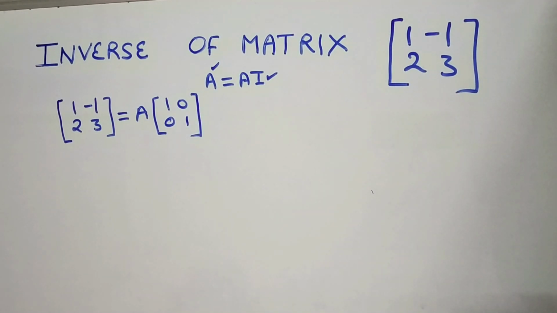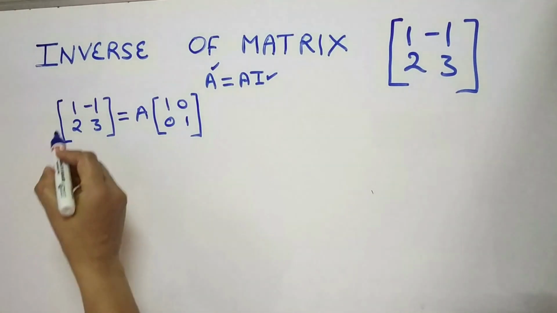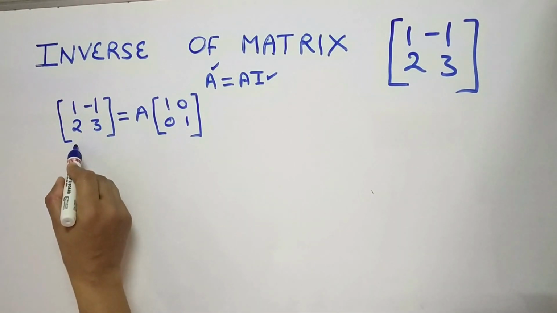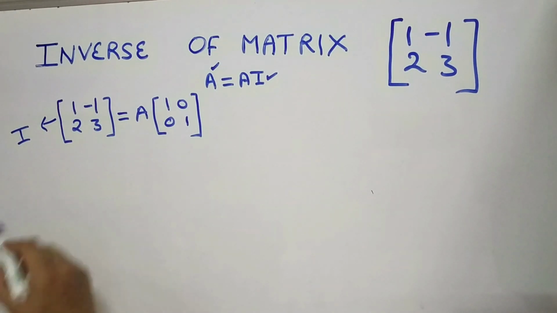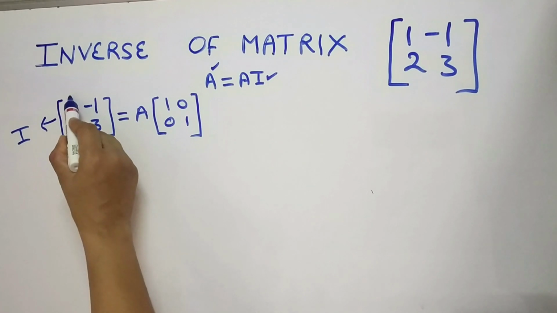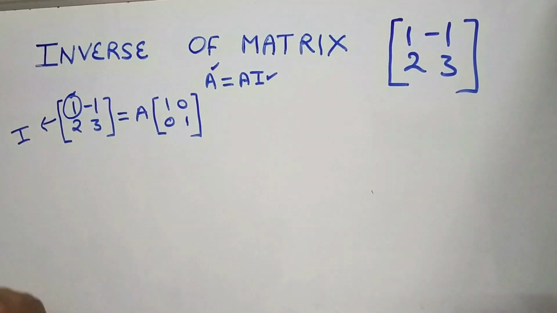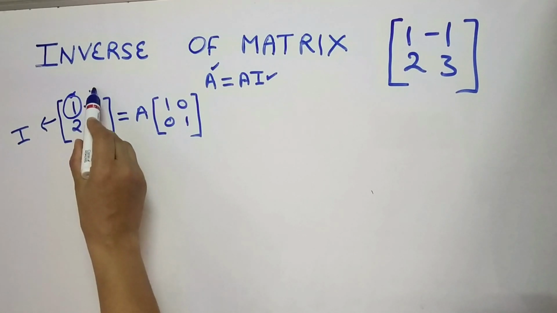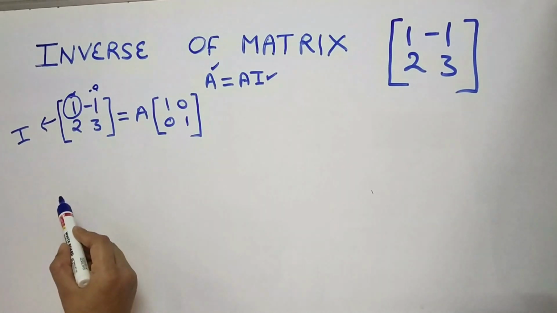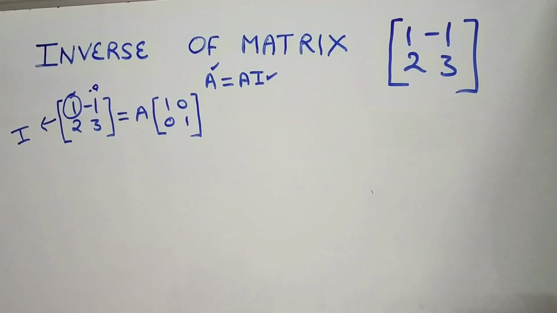So now in the column operation, again we have to make this one as I. For doing so, first we should get 1 here. We already have 1 here, so that's okay. Now this should be 0. For making this one 0, we will do the column operations only.